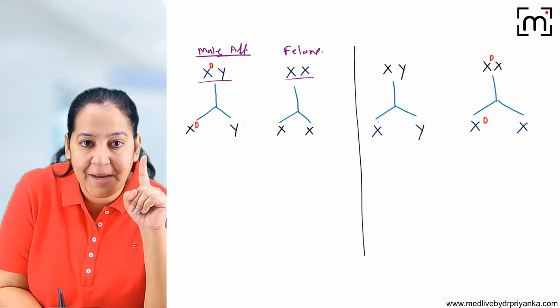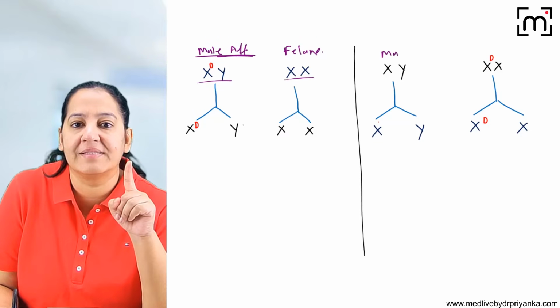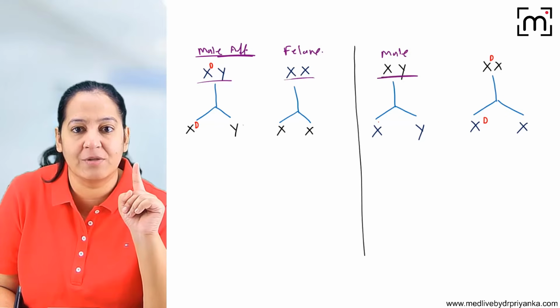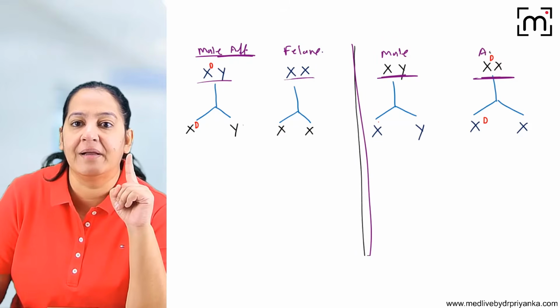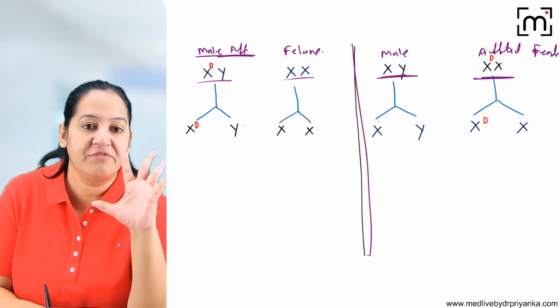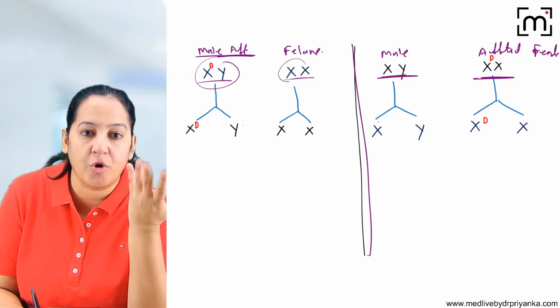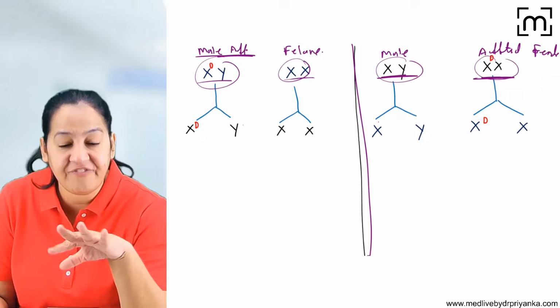When an affected male marries a normal female, what is happening? You tell me. And here the male is normal. You can see the second scenario. The male is normal, but marrying an affected female. Here the female partner is affected when they are marrying. So when an affected male marries a normal female, what is the scenario? And when a normal male marries an affected female, what is the scenario?